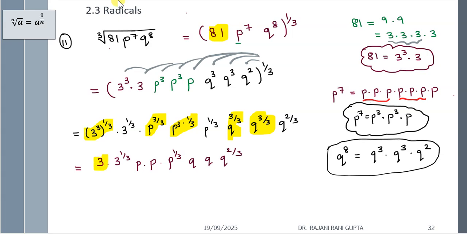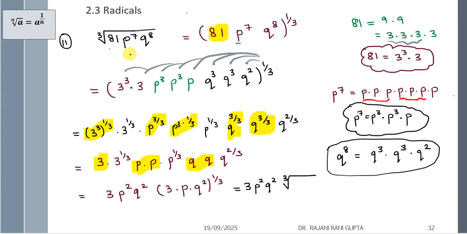Now collecting the terms without any root, through the third root, what we get is 3 p square q square. What are we left with? 3 p q square, its whole power 1 over 3. Okay, so this is the simplest form. So you can write it as 3 p square q square cube root of 3 p q square.